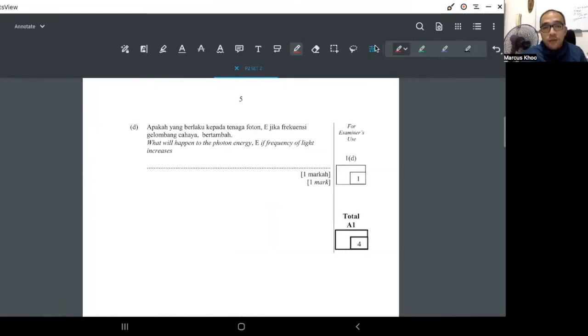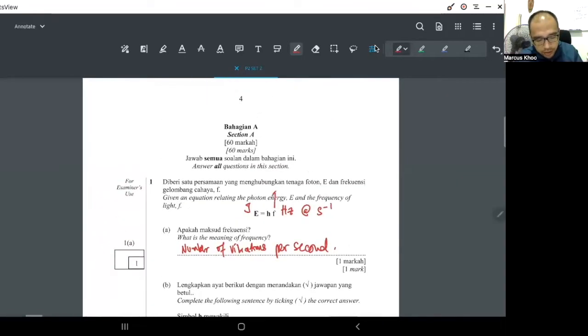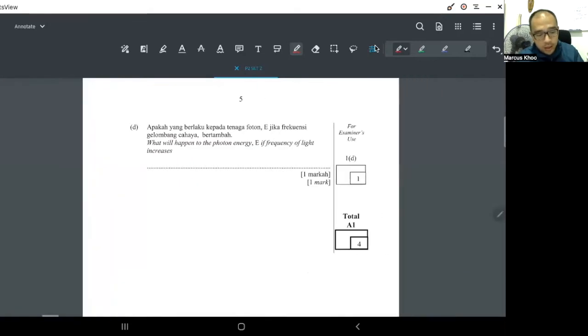What will happen to the photon energy if the light frequency increases? This one is very logical. If the frequency increases, obviously the energy also will increase. Again, a reminder, for the "what will happen" question, there are the standard three answers.